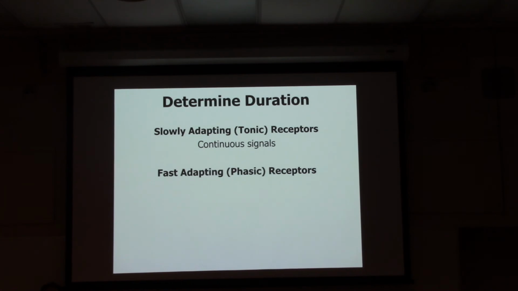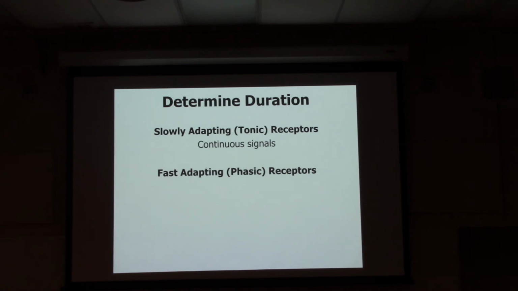Does the receptor actually die out after a certain point? No, the cell doesn't necessarily die. It doesn't have to for this to occur. It just stops sending a message on. It just sort of accepts, all right, this is the new norm. I'm going to stop telling the central nervous system about this.